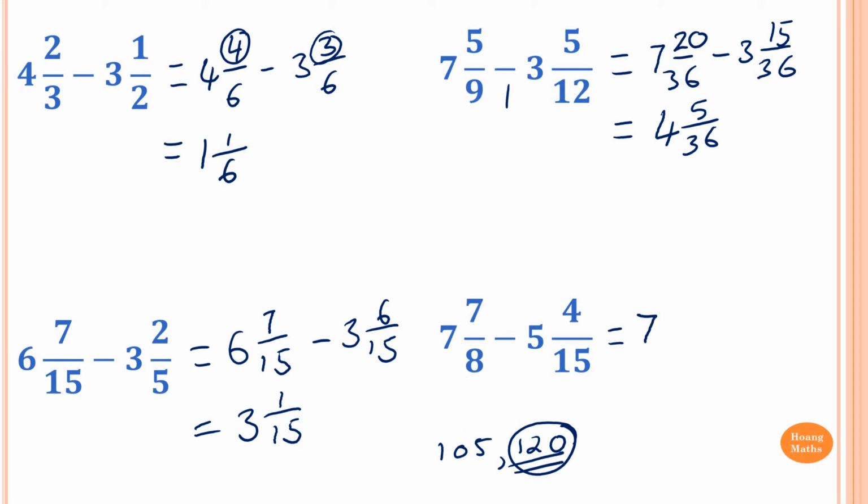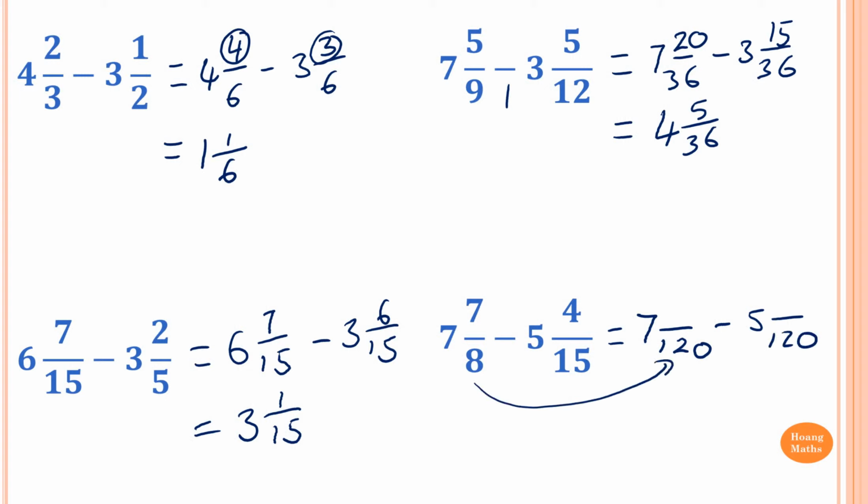Now I just write 7. This is 120, minus 5, and this is 120. Now from 8 to 120 is 15 times, so the top must be times by 15. So 15 times 7. 7 times 5 is 35, with 3. 7 times 1 is 7, add 3 is 10. So 105.